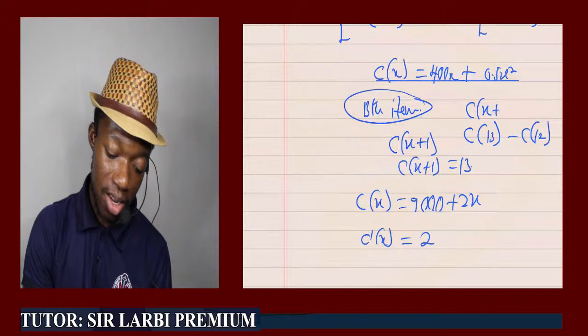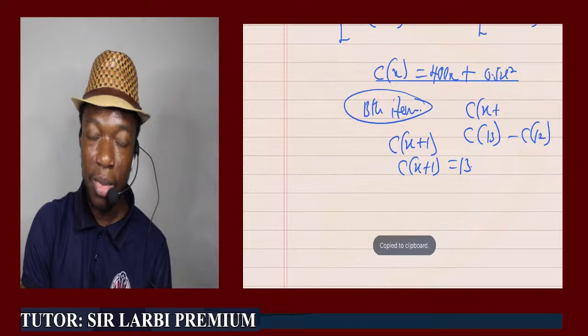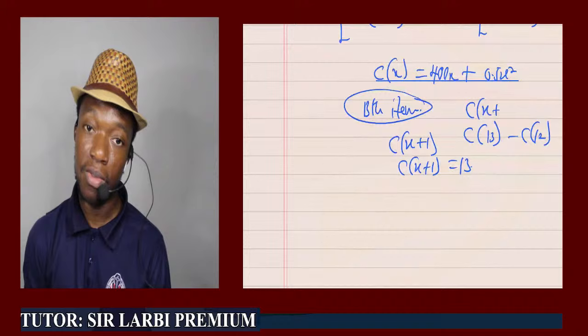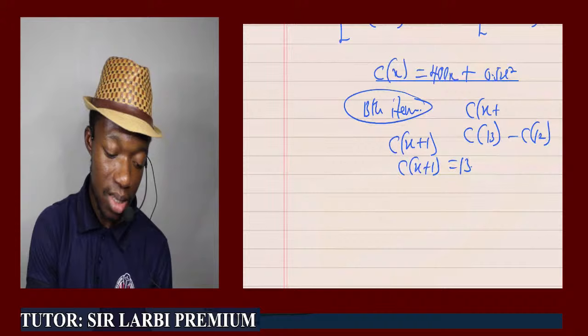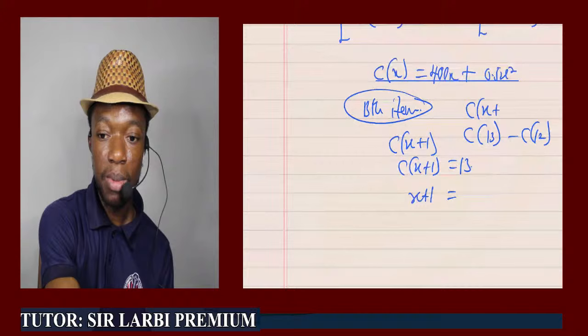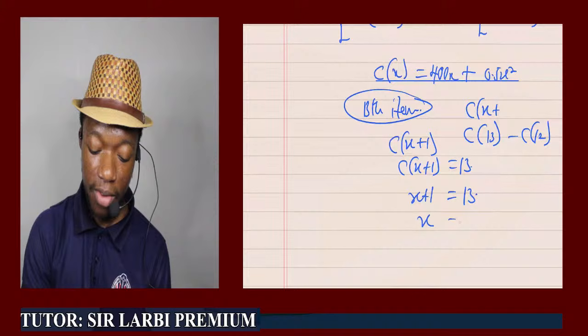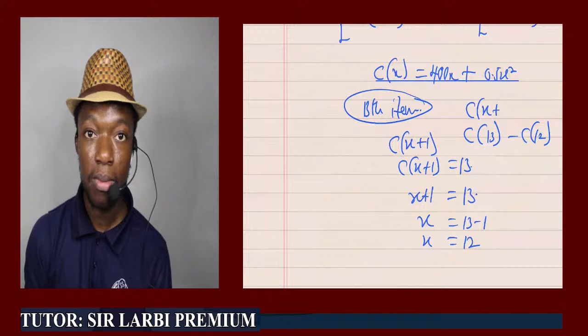Once you have this, we can determine the cost of the output in between the 13th and the 12th. That will give you the cost of the one item, which is the 13th position. So here we say x plus 1 should be equal to 13. Therefore x is equal to 13 minus 1, and we get x equal to 12.